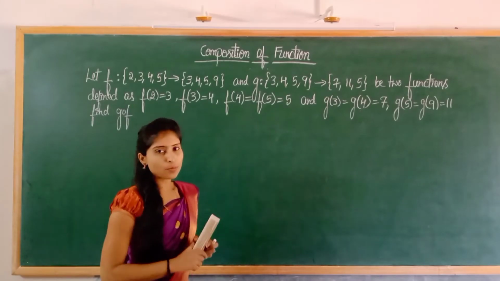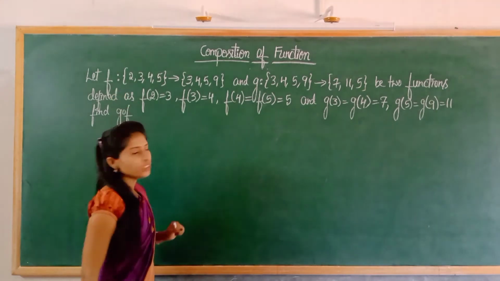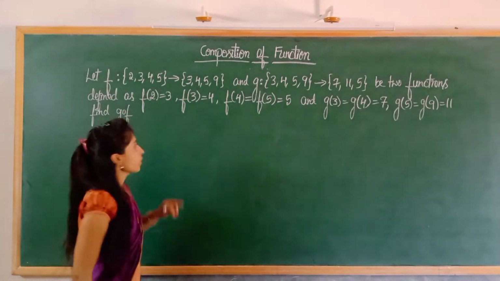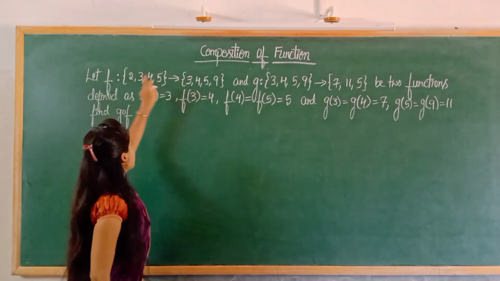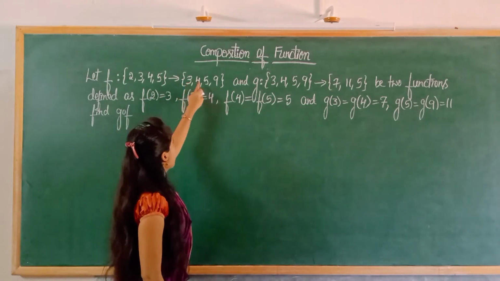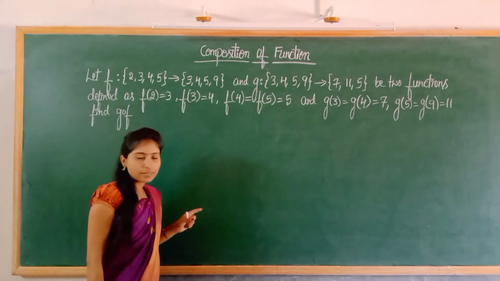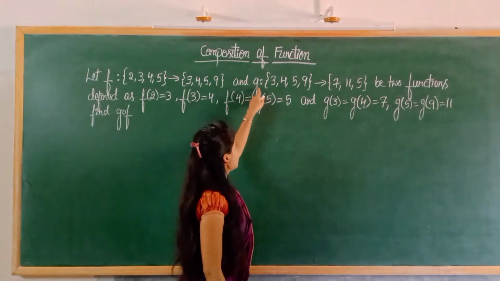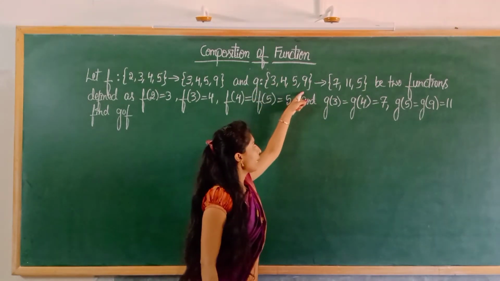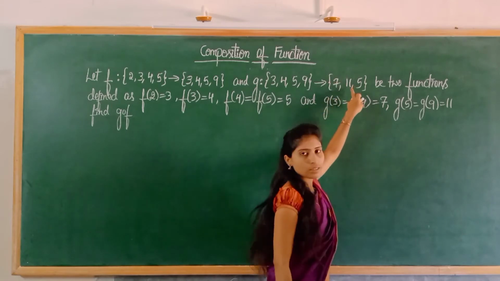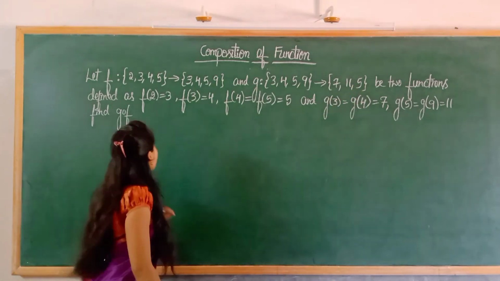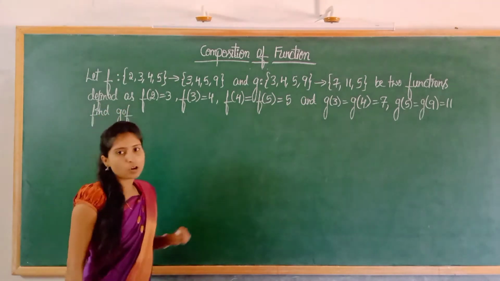First problem: let function f be from A to B. They gave two sets. A has the elements 2, 3, 4, 5 and B has the elements 3, 4, 5, 9. And the second function g is from B to C, that is 3, 4, 5, 9 and 2, 7, 11, 5. They gave two functions f and g, with the values already defined.